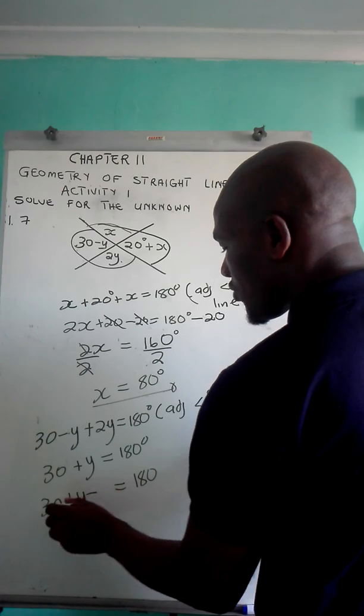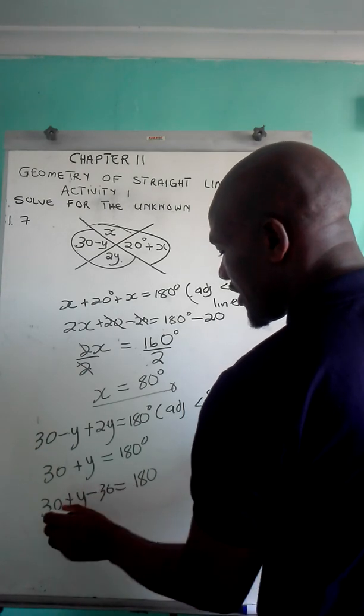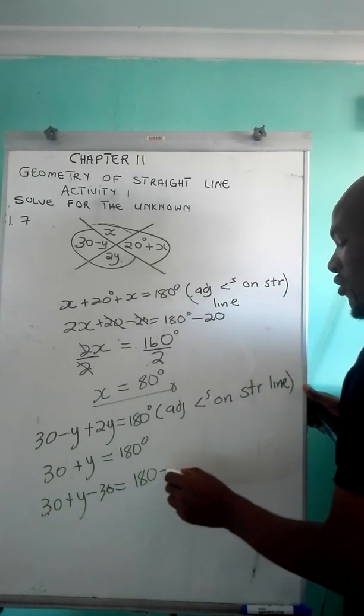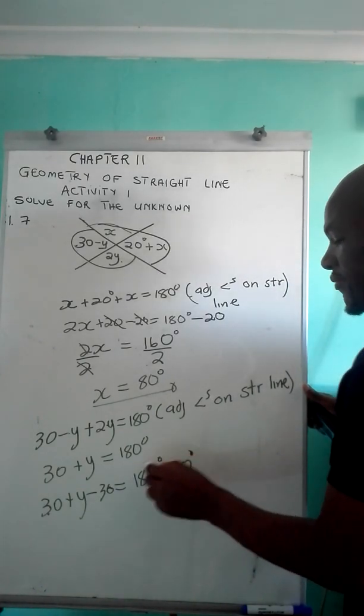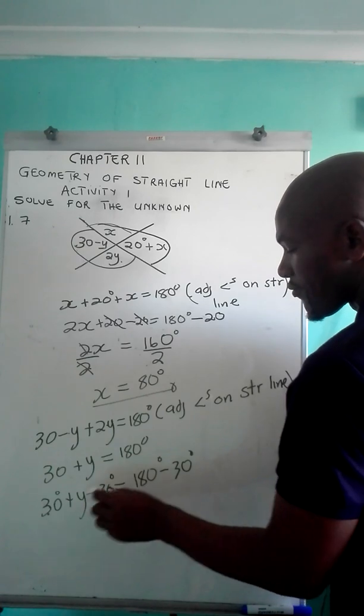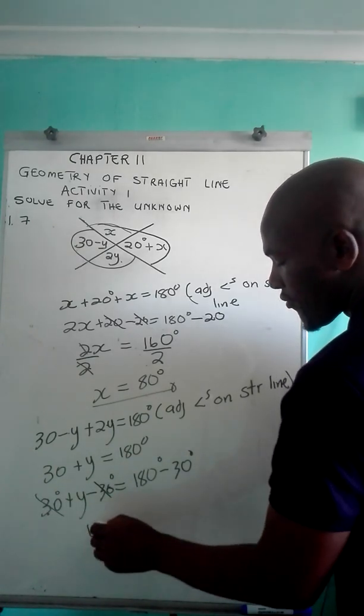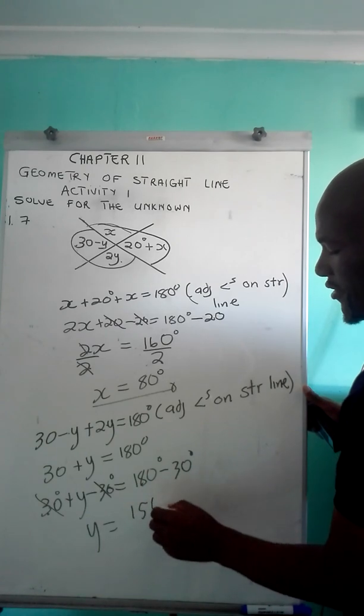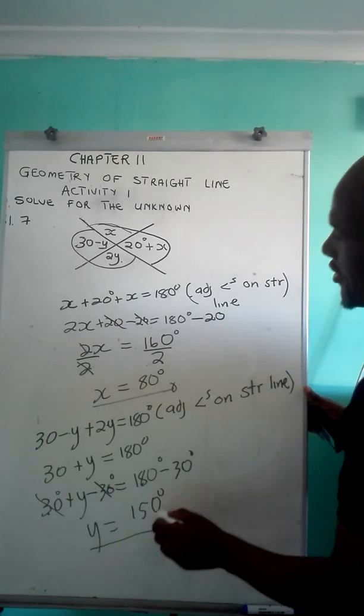So I have to minus what? I have to minus 30 because I need an additive inverse. What you do on the left hand side, you also do on the right hand side. What is 180 minus 30? It's 150. Done.